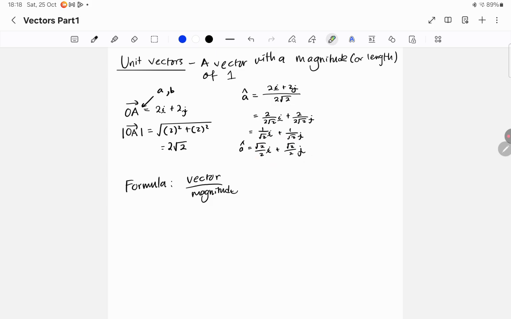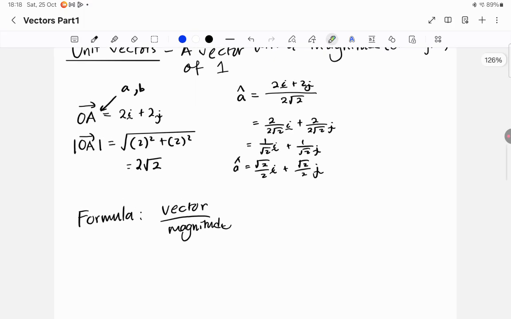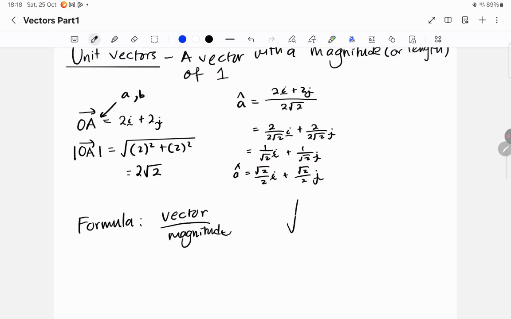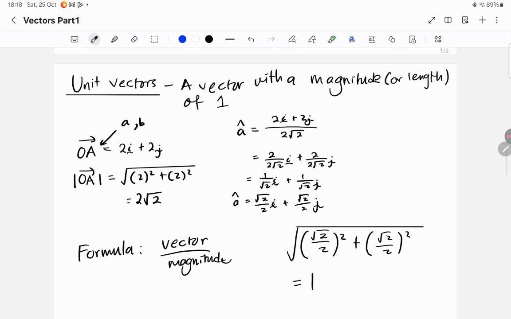Okay, give me a second. And if you want to test it out, you can actually try to find the magnitude of this, where you'd end up getting a 1. So that's the definition of unit vector. So if you try to find the magnitude of this, you would get root 2 over 2 squared plus root 2 over 2 squared. You would end up getting a 1. So that's a unit vector.